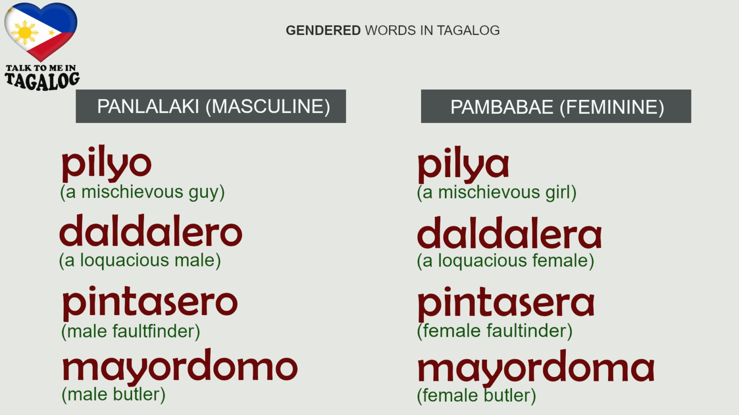Here are some gendered adjectives in Tagalog. Pilyo, meaning a mischievous guy. Pilya, a mischievous girl. Daldalero, a loquacious male. Daldalera, a loquacious female. Pintasero, male fault finder. Pintasera, female fault finder. Our next example is a gendered noun.